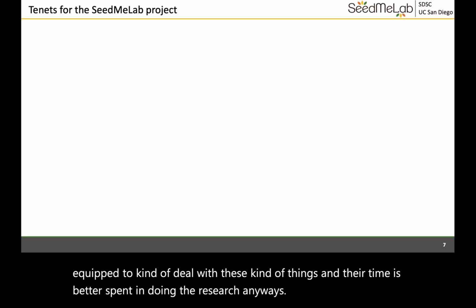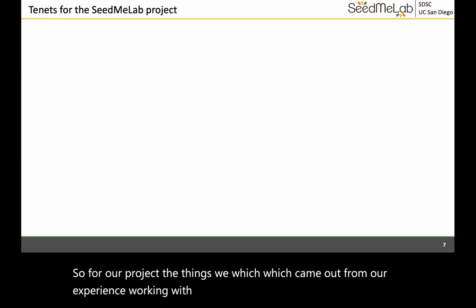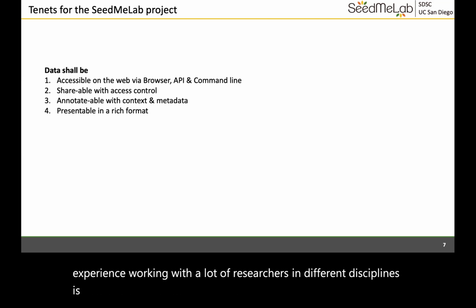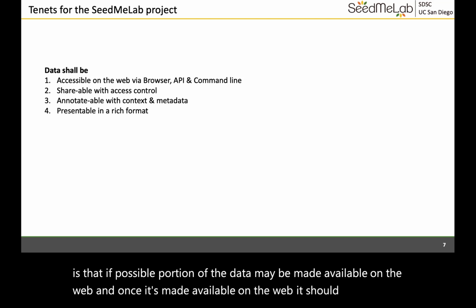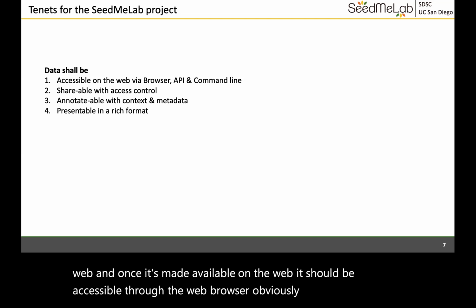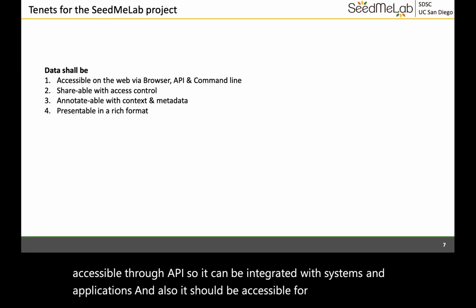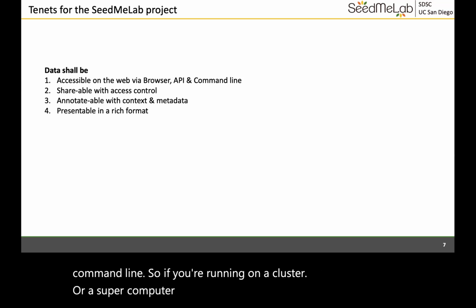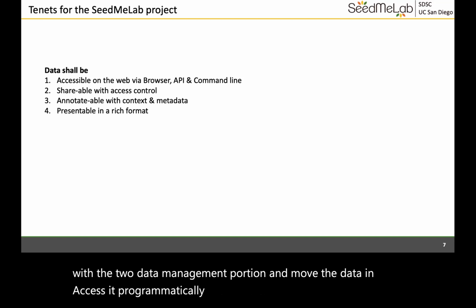So for our project, the things which came out from our experience working with a lot of researchers in different disciplines is that if possible, a portion of the data may be made available on the web. And once it's made available on the web, it should be accessible through the web browser, obviously, but it should also be accessible through APIs, so it can be integrated with systems and applications. And also it should be accessible from command line. So if you're running on a cluster or a supercomputer somewhere, you should be able to interact with the data management portion and move the data and access it programmatically or through the command line as well.